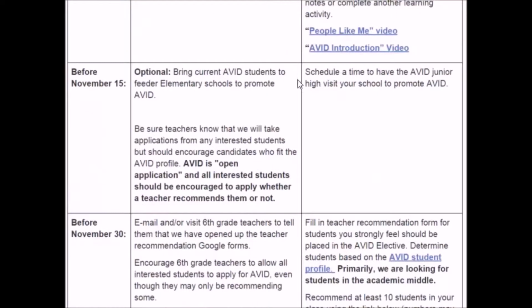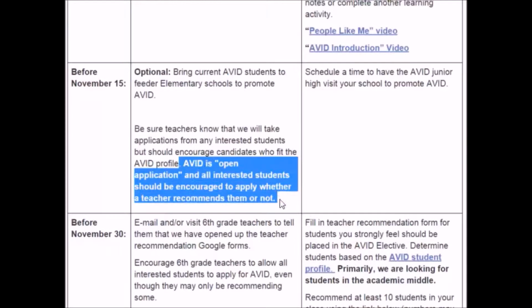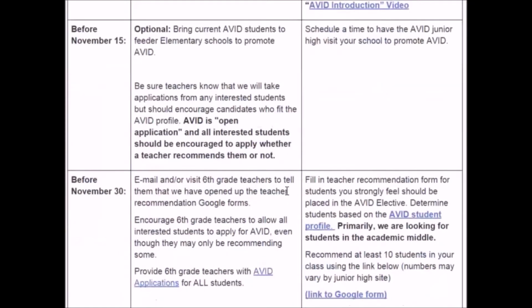In November, you may want to schedule time with the AVID junior high to come visit your school to promote AVID. They can bring AVID students to talk to your students, and they will also reiterate the fact that AVID is an open application for all students who are interested, even if you don't recommend them.